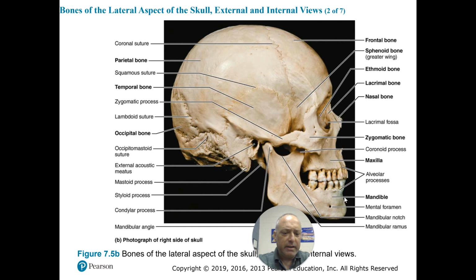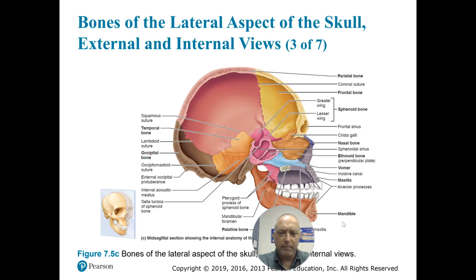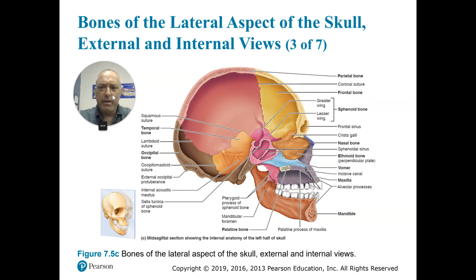Here we can see the mandible with the mental foramen, the maxilla, the zygomatic, the cheekbone, nasal bone, the lacrimal bone, ethmoid, and sphenoid. So these are the bones of the lateral aspect of the skull. Taking this lateral view, we've got the frontal bone with the coronal suture. It separates the parietal bone. We've got the lambdoid suture that separates the occipital bone.